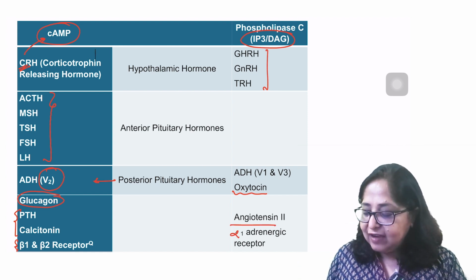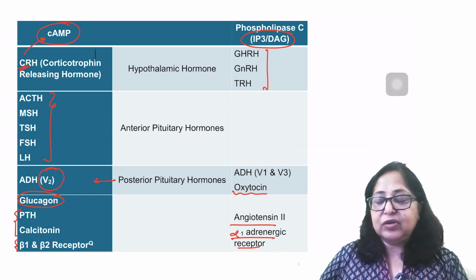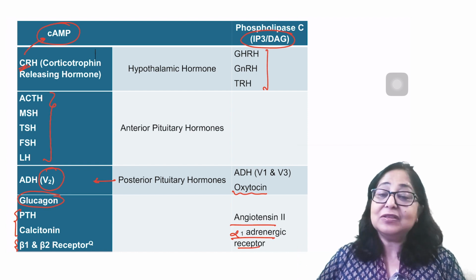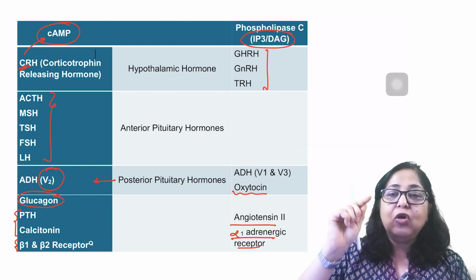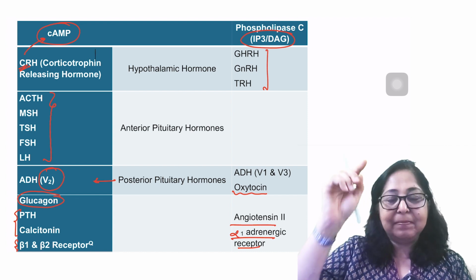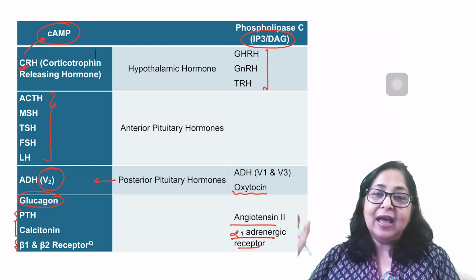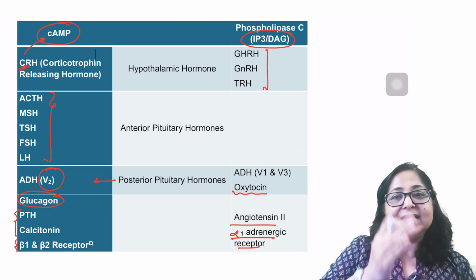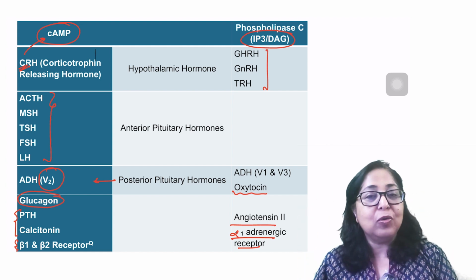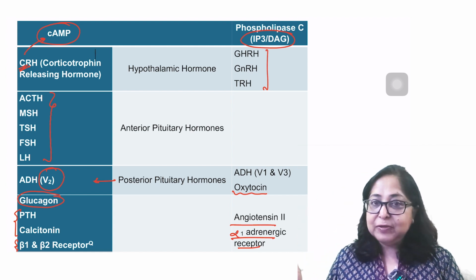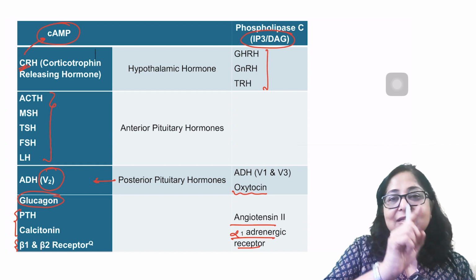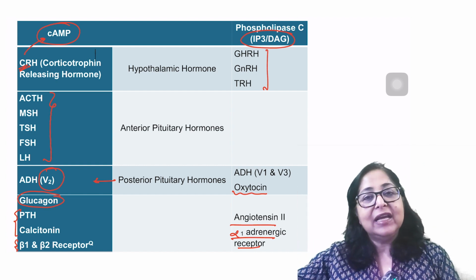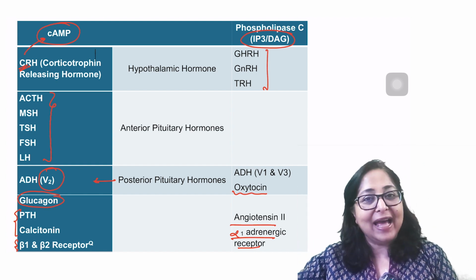Angiotensin 2 and alpha 1 adrenergic receptor use IP3. So once again, hypothalamic hormones, CRH, cyclic AMP, others, IP3. Anterior pituitary hormones, all of them, cyclic AMP, except growth hormone and prolactin. Posterior pituitary hormones, V2 receptor, cyclic AMP, V1, V3, IP3, and oxytocin, IP3.